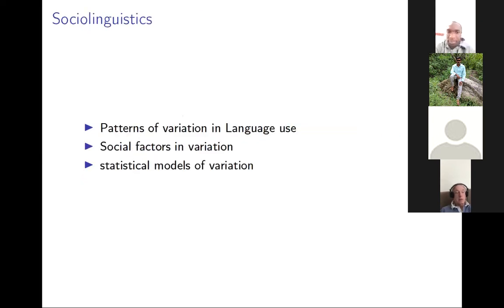There is also sociolinguistics, which is a very interesting area within linguistics. Sociolinguists look at patterns of variation in language use. Bill Labov, who works at University of Pennsylvania, is considered one of the pioneers of sociolinguistics. He proposed a methodology to study how social factors influence variation.